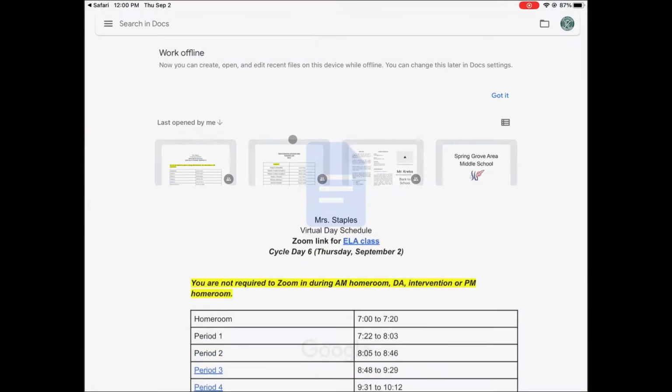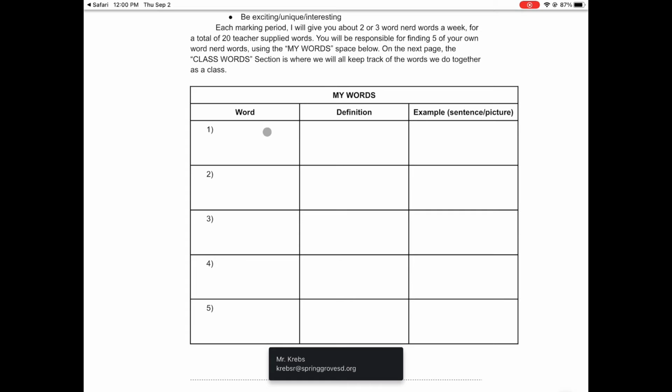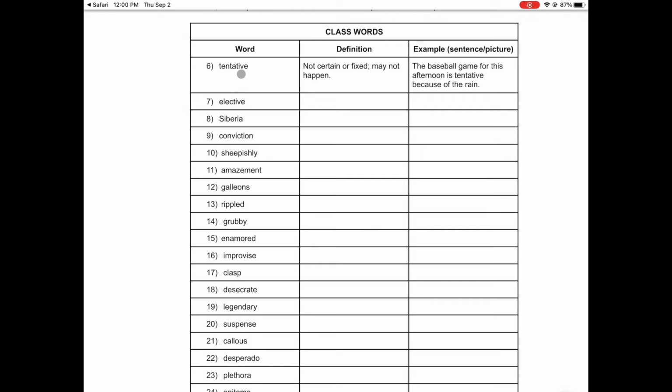If you open your document, you should hopefully see at the top your Word Nerd words, or at least the first one we did together. Or you'll have different ones, but we've done that in class. So if you go down to the class word list, you'll see number 6 was filled out as an example, tentative. I have the definition there, not certain or fixed, may not happen. I literally just copied and pasted that from Google. You can do the exact same thing.